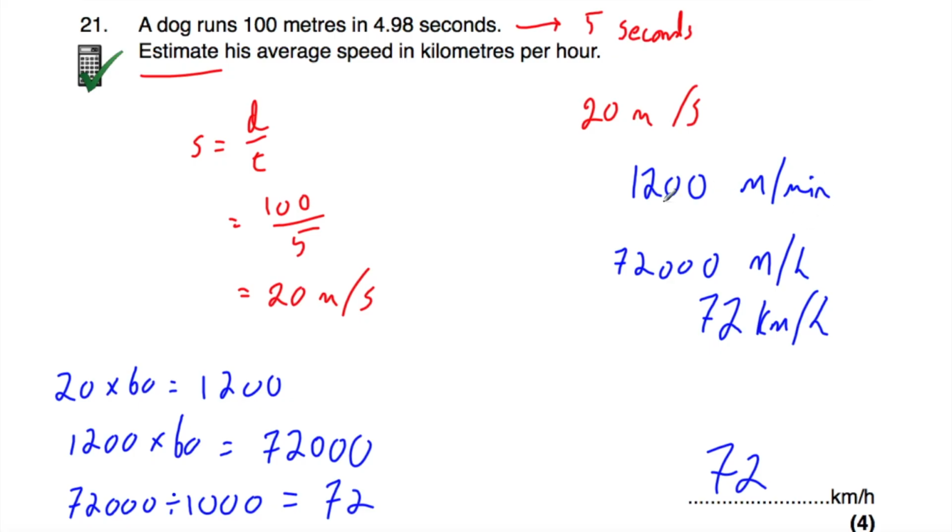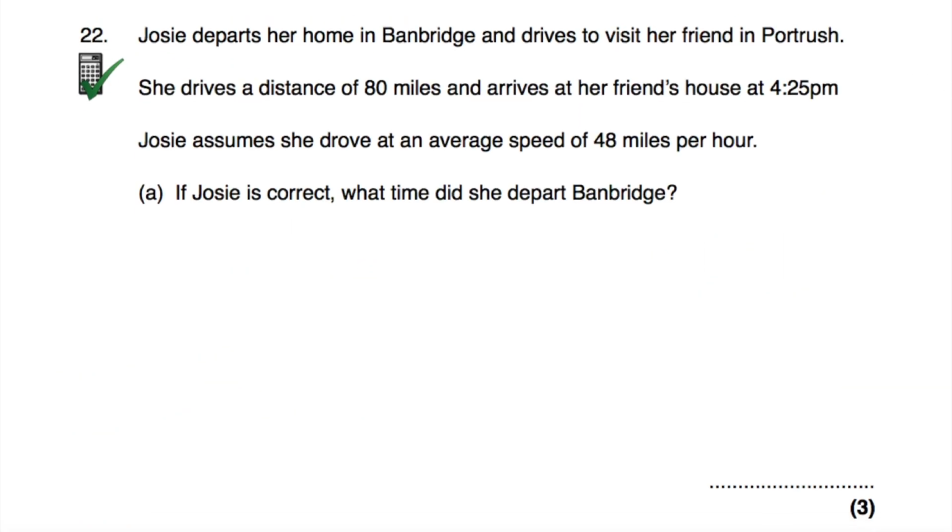I then times by 60 again to find out how many meters per hour. And then I divided by 1,000 to change from meters per hour to kilometers per hour. So 72 kilometers per hour. And that's it. Okay, let's have a look at our next question, question number 22.